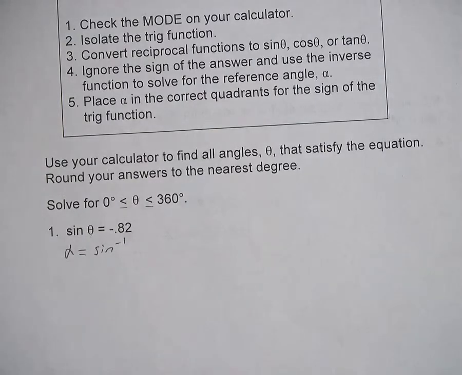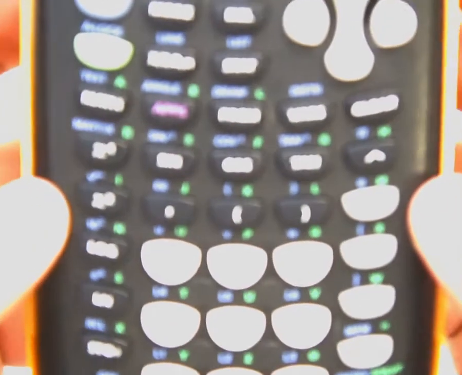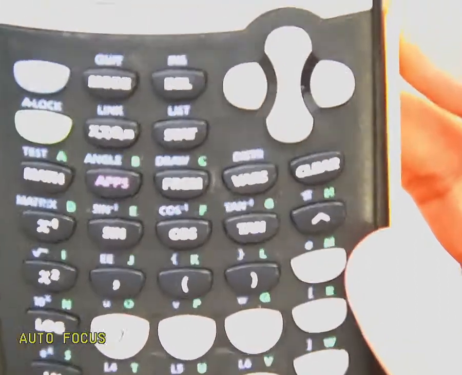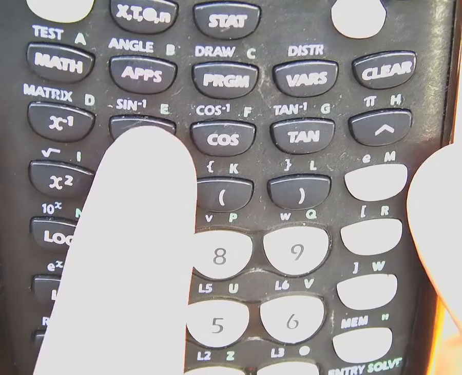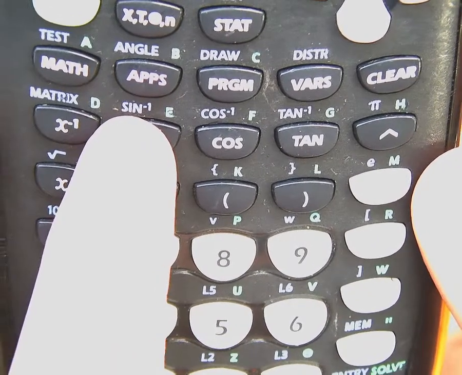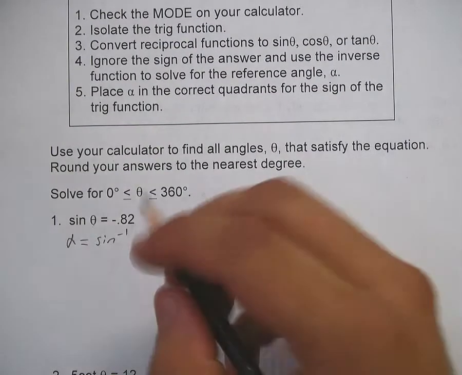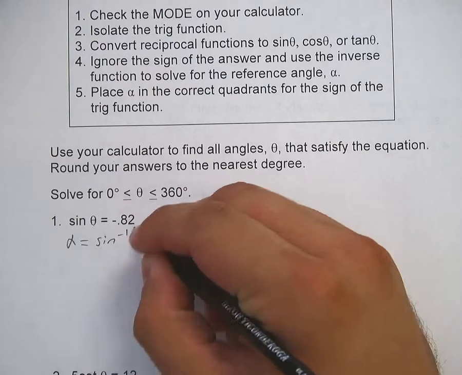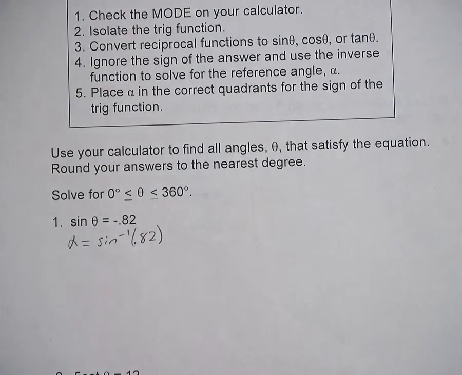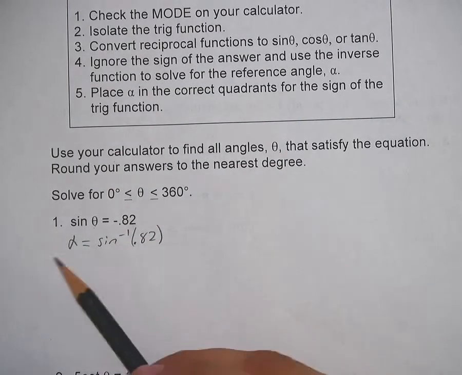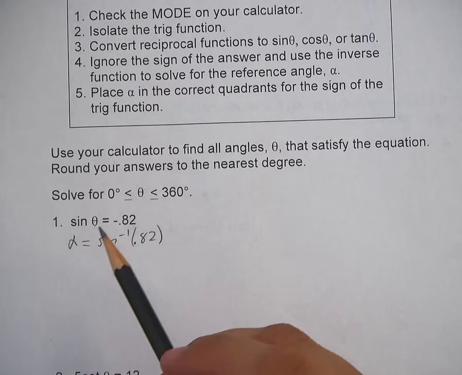And if you look on your calculator, there's actually a button right above sine. Will it focus? No, it won't. There it is. Right above sine right here, there's a little sine to the negative 1 thing. That's how we're going to do it. The sine to the negative 1 of 0.82. What it does is it allows you to figure out what the reference angle for this actually is.